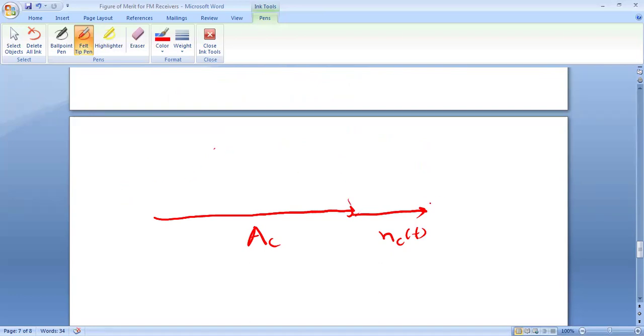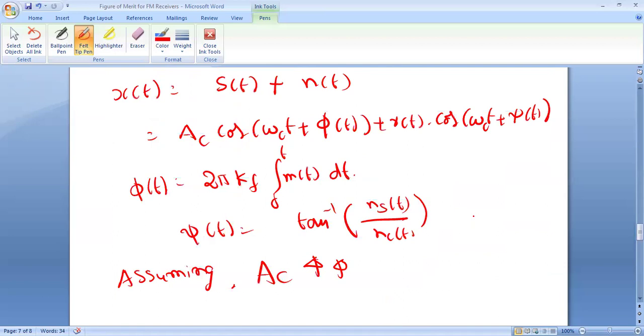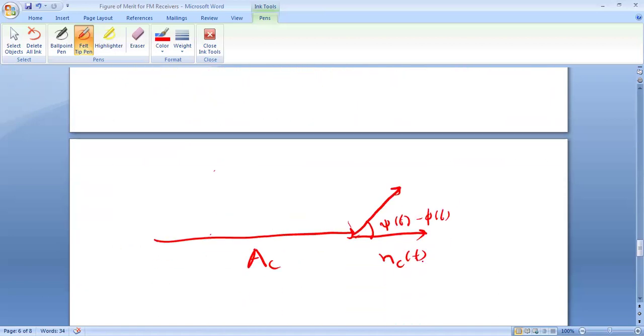Then for this, how much is the phase difference here? This is cos omega ct, and this is cos of omega ct plus psi(t). So the phase difference here will be psi(t) minus phi(t). Clearly observe. One is omega ct plus phi(t). The second one is omega ct plus psi(t). So the phase difference will be psi(t) minus phi(t).